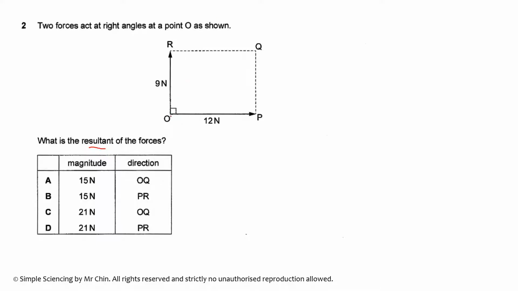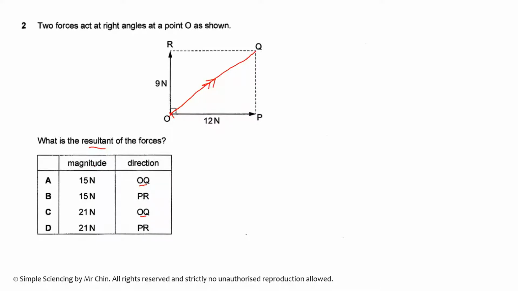There is a vertical force acting from O to R and a horizontal force from O to P. Both forces act at point O. So the resultant for these two forces will be in this direction, because there is an upward force and a rightward force. So the resultant force will point in the northeast direction. So we have determined the direction to be OQ.